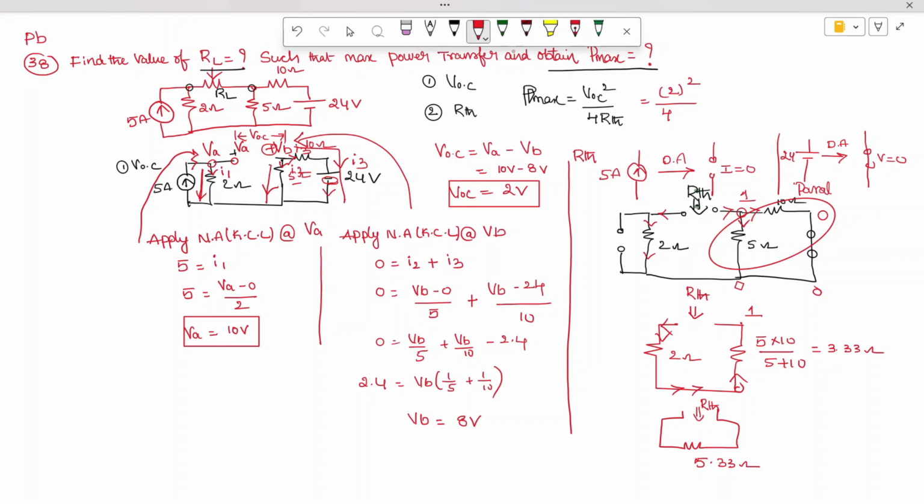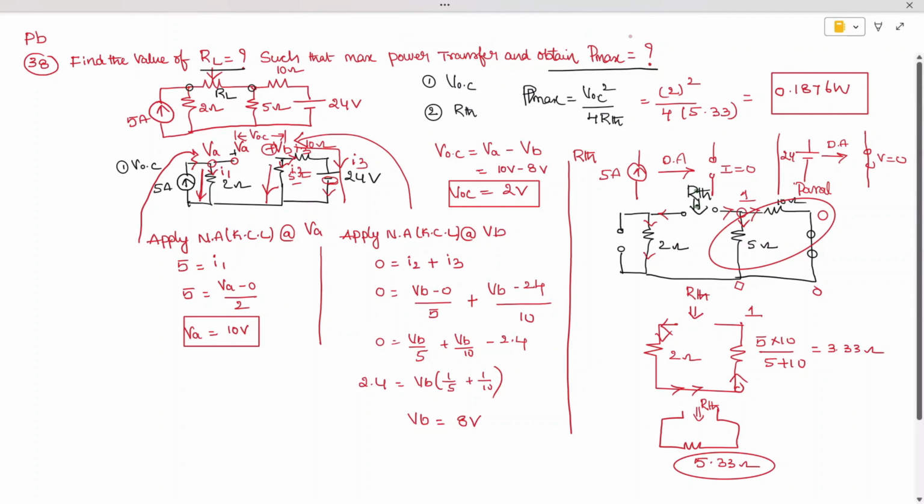So now the RThevenin value is how much? 5.33. So 4 into 5.33, that is equal to, and use your calculator, 2 square into 4 into 5.33, you are going to get it as 0.1876 watts. So this is the maximum power consumed by the load. Okay, so hope you are able to understand.